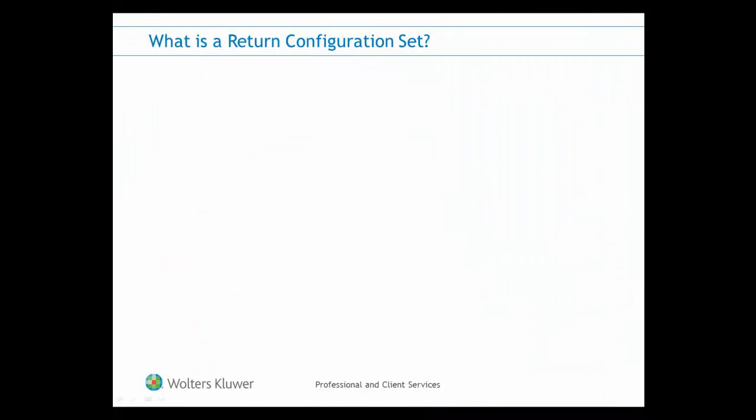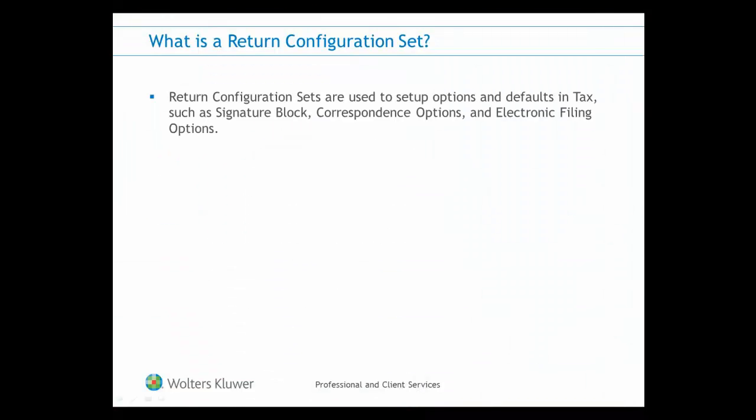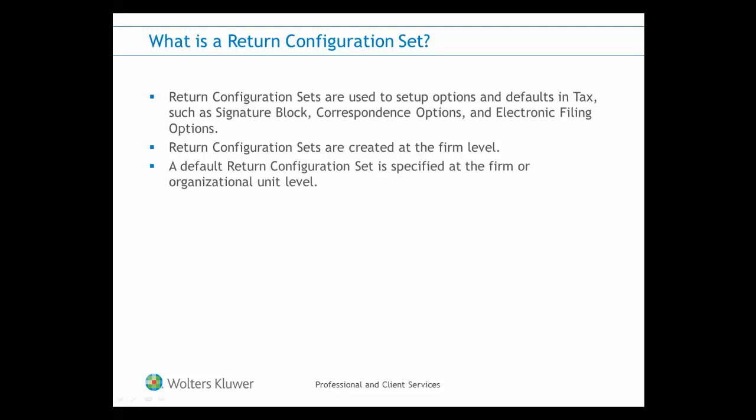I'm going to start off with a definition of a return configuration set, and it's actually a group of options and defaults that are set for tax items such as the signature block, correspondence options, and electronic filing options. Return configuration sets are created at the firm level, and a default return configuration set is specified at either the firm or the organizational unit level.